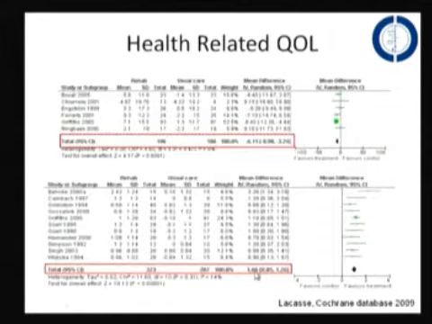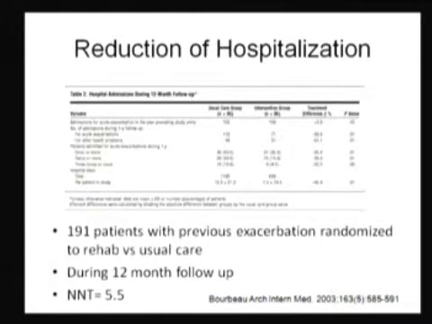The cut point is usually 0.5 for a meaningful improvement on this 7-point scale, and the improvement on average is 1. And this is for the dyspnea dimension. There are 4 dimensions to this questionnaire. They all improve in patients who undergo pulmonary rehabilitation. So the patient is able to walk more, the patient feels better, and how about hospitalization?